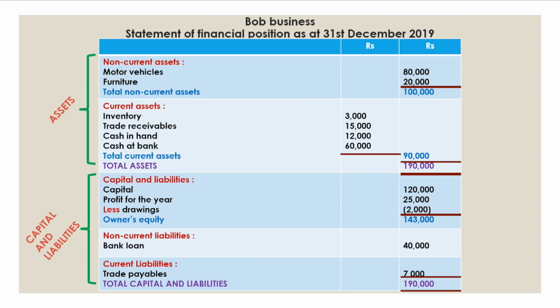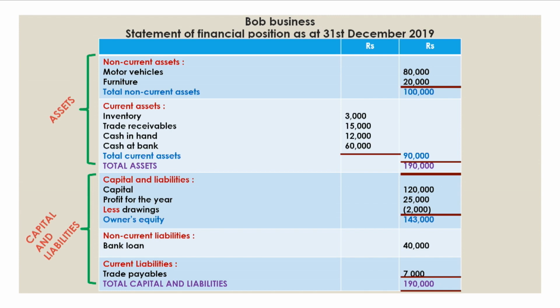Having identified the elements of each, now let's fill in the statement of financial position. First, we need to record all assets, starting from non-current assets. As non-current assets, we have motor vehicles of 80,000 rupees and furniture 20,000 rupees. The amounts are recorded in the third column. After that, we need to calculate the total non-current assets. So, 80,000 rupees add 20,000 rupees, this gives a total of 100,000 rupees.